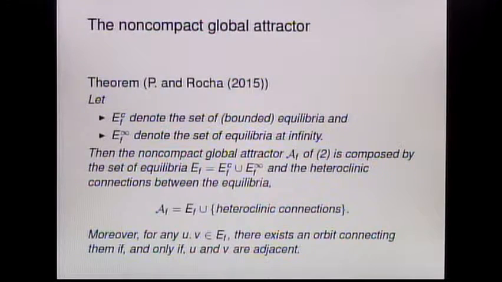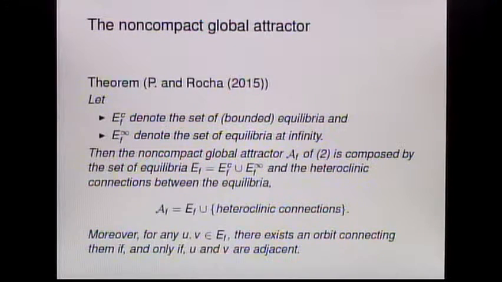So the result we have is precisely the following. The non-compact global attractor, AF, of our non-dissipative equation is composed of the set of all the equilibrium points, both the bounded ones and the equilibria at infinity, and the heteroclinic connections between all of these objects. Here we are basically saying that these grow-up solutions, these unbounded solutions, are interpreted as a heteroclinic connection from a bounded equilibrium to an equilibrium at infinity.